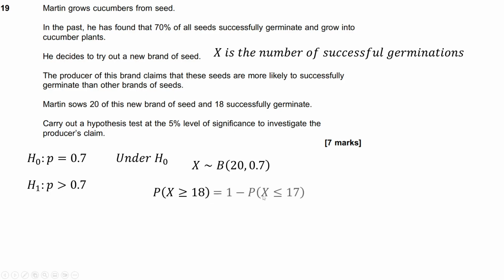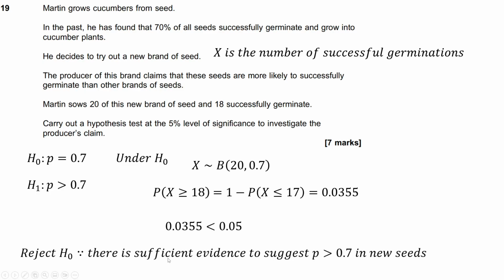Anyways, this is going to be 1 minus the probability that X is less than or equal to 17. Put that into your calculator, you'll get 0.0355. And then we're going to compare that to the level of significance. This is going to be 0.05. You don't do half of it because this is a one-tailed test, because we're only checking that it's more likely. This is less than the significance level, so therefore you reject H0 because there's sufficient evidence to suggest that P is actually greater than 0.7 in the new seeds.